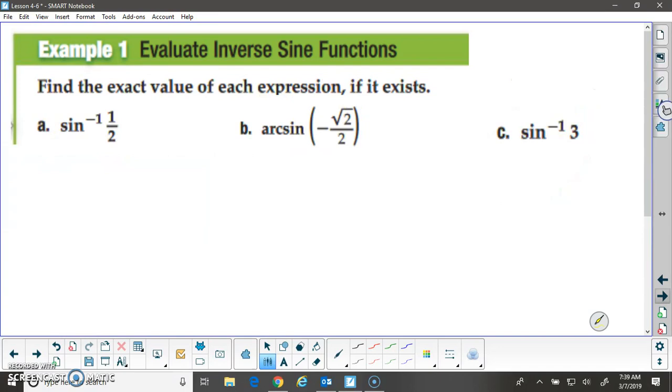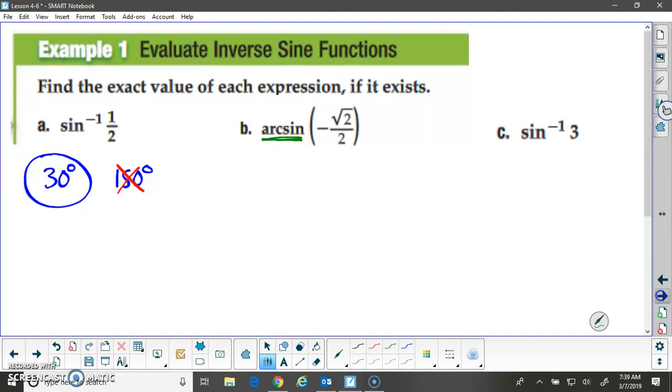So some examples. If we have sine inverse of 1/2, there's two places on the unit circle where sine equals 1/2. They are 30 degrees and 150 degrees. But 150 degrees is not within the restricted domain of negative 90 to positive 90, so that's why our answer is 30 degrees. Arc sine, you can see right here, just means the same thing as sine inverse.